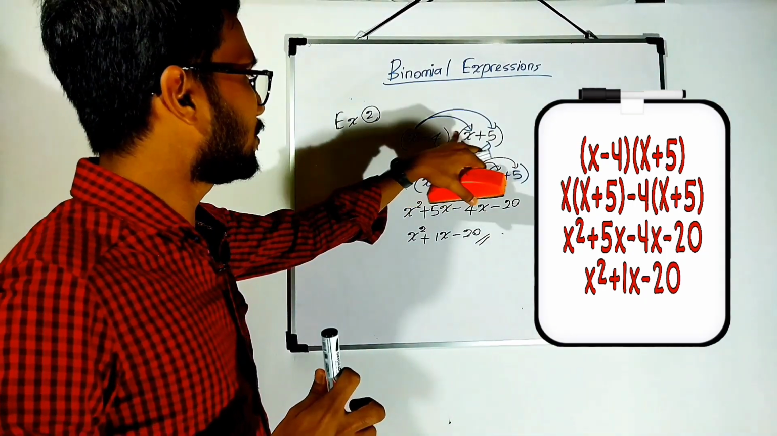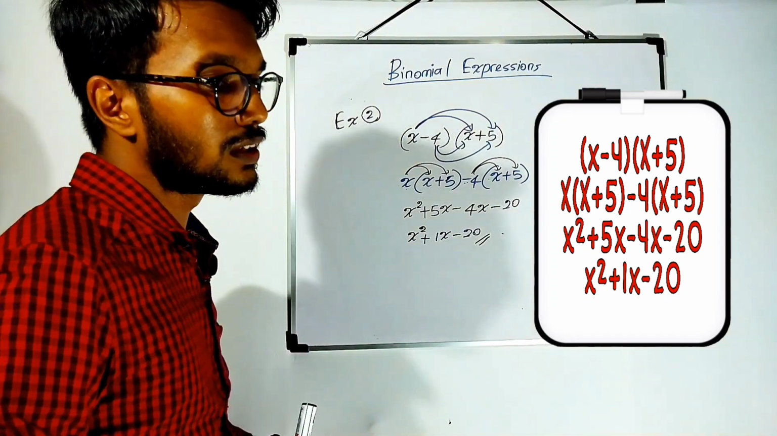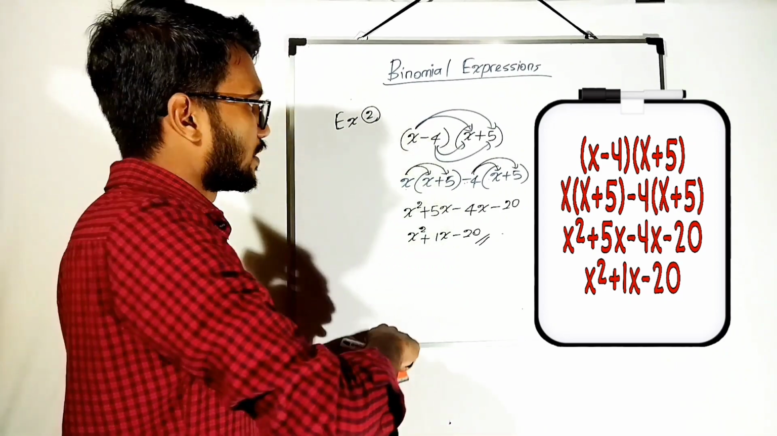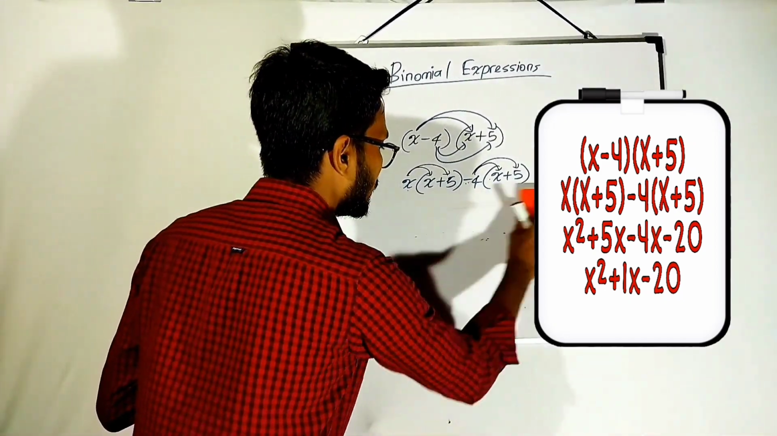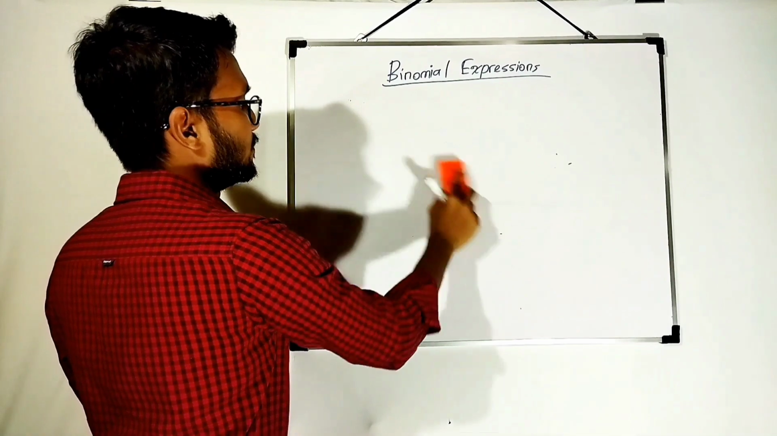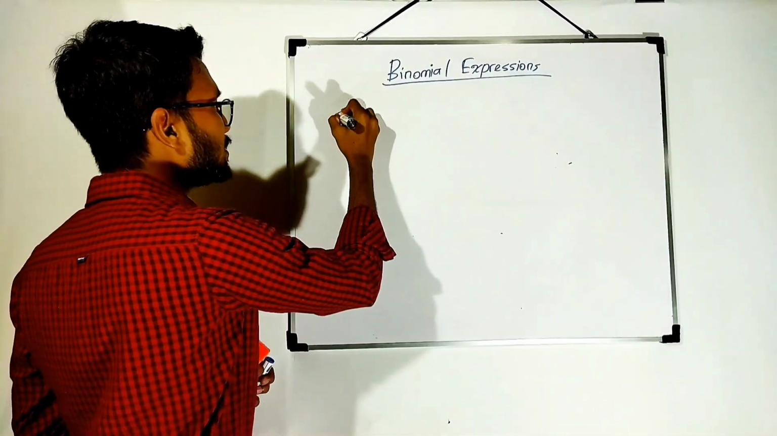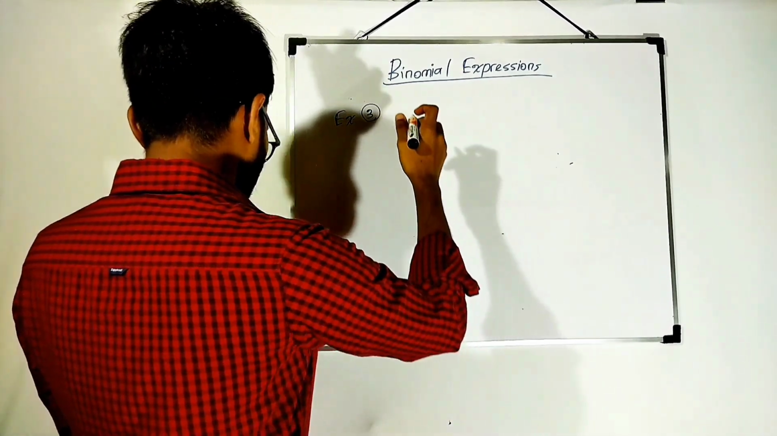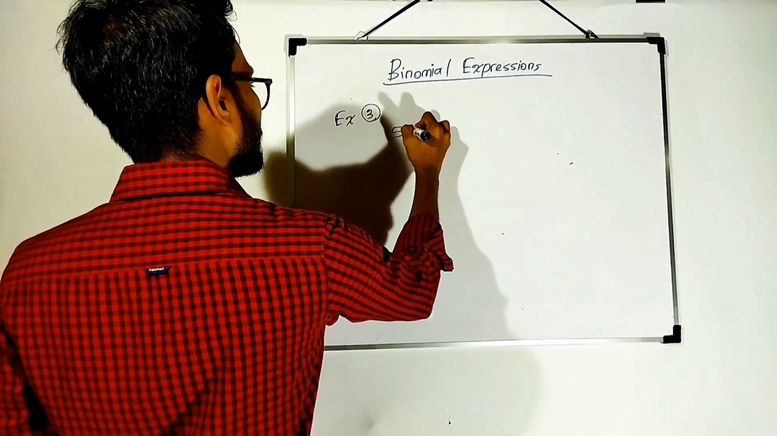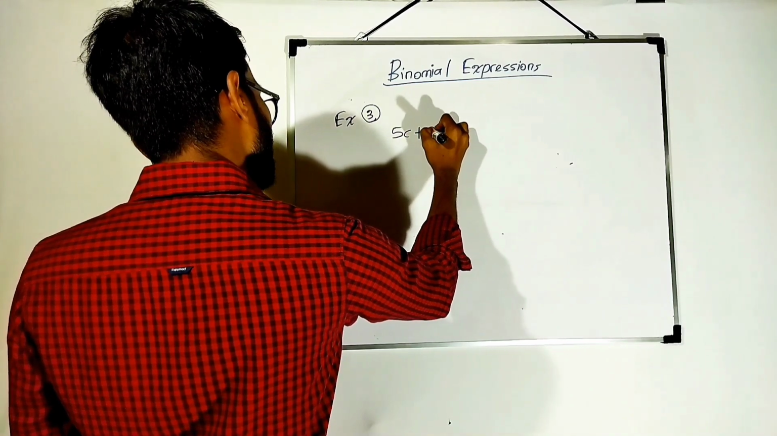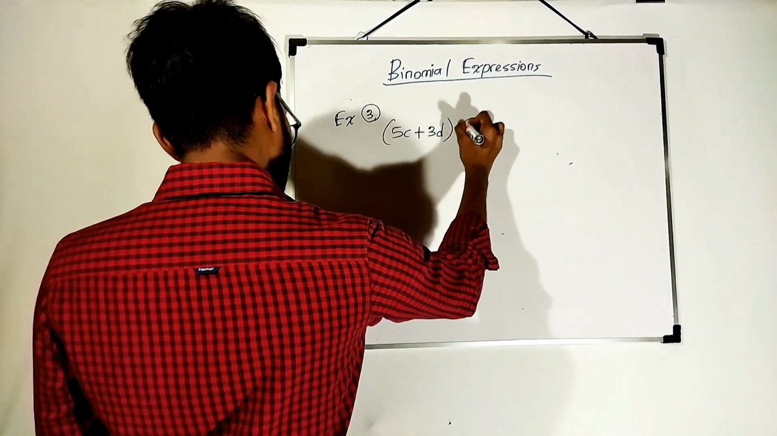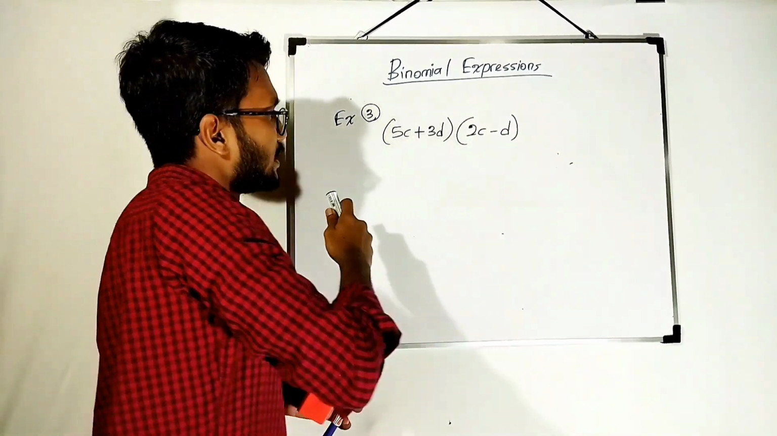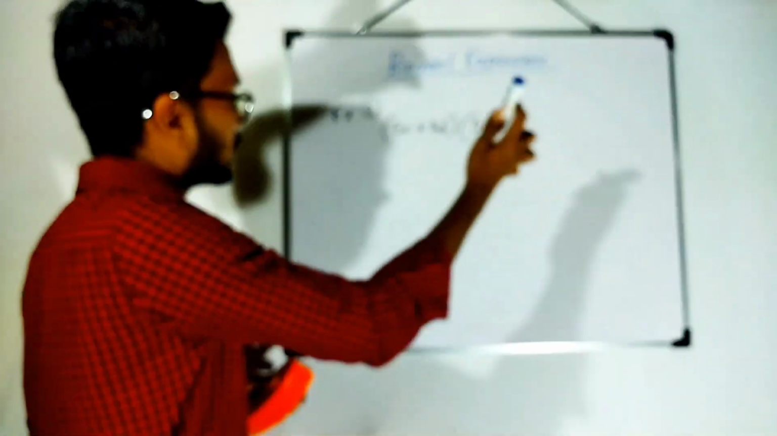If the symbols are the same, we need to do the same thing. I will do another example, example 3. I am going to do another example. Look at the board. Example 3: 5c plus 3d, times 2c minus d. This is example 3.